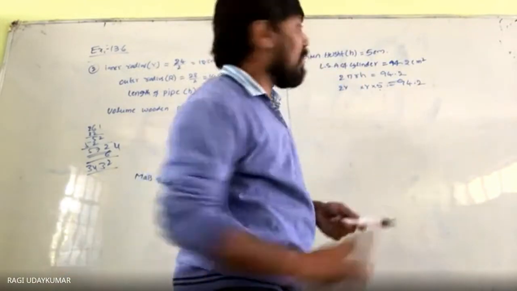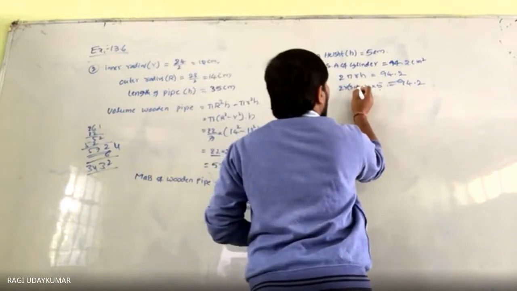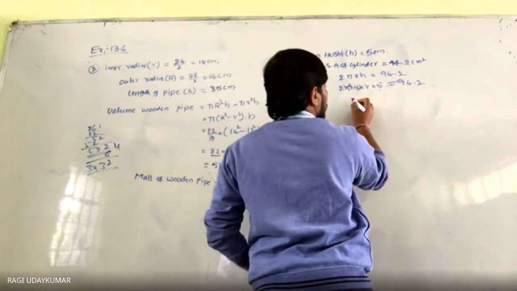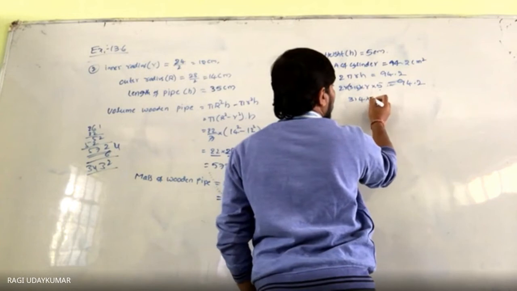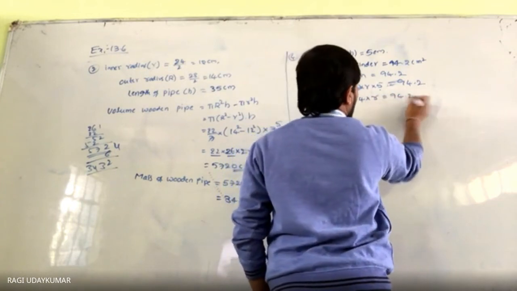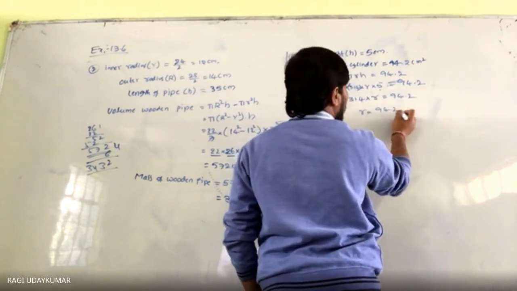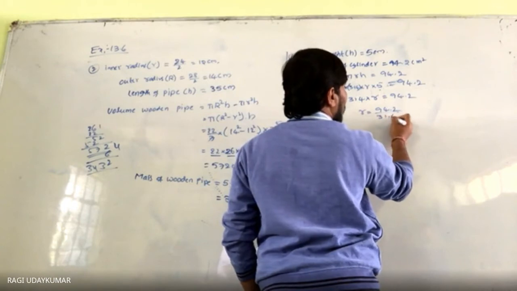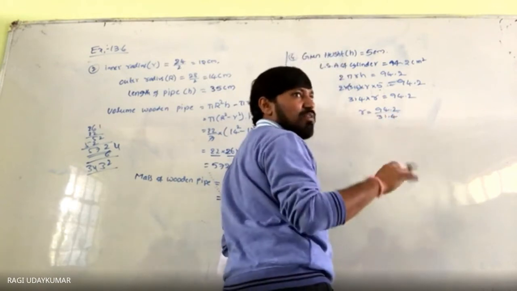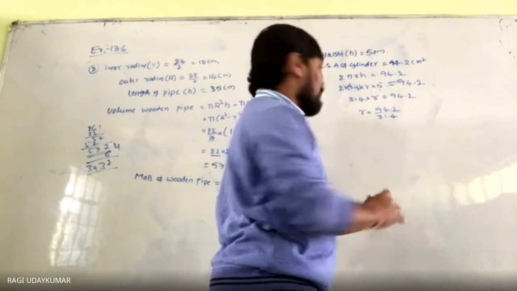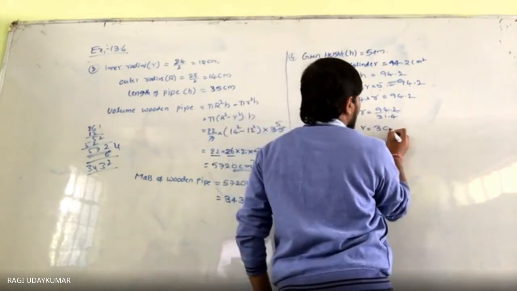So that the problem becomes easy. 3.14 into 10, so 31.4 into r is equal to 3 r plus 94.2 by 31.4. 3 times 31.4 is 94.2. So r is equal to 3 centimeters.